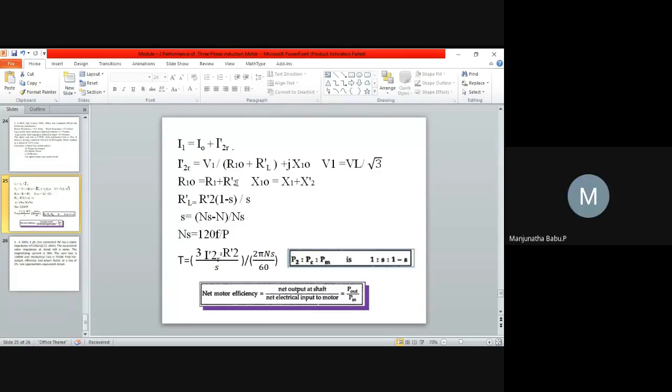Yes, sir. Okay, so similarly X01, which is equal to X1 plus X2 dash. So stator reactance he has given as 0.4 ohms, and equivalent rotor reactance referred to stator is 0.44 ohms. So then it will be equal to 0.84 ohms, right? 0.4 plus 0.44. So 0.84 ohms.